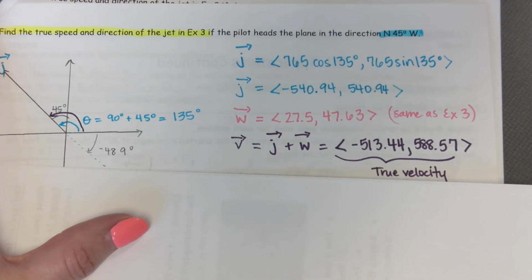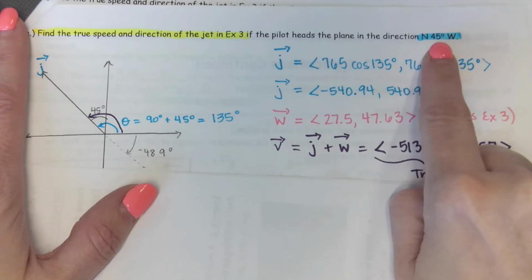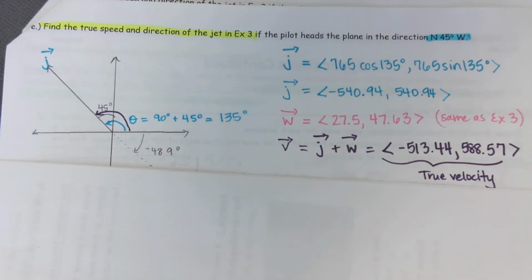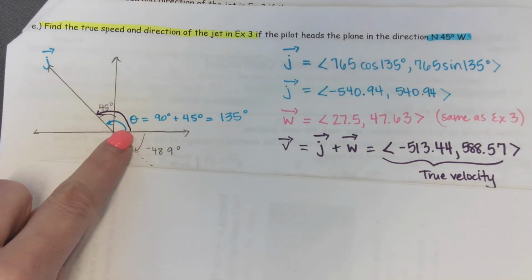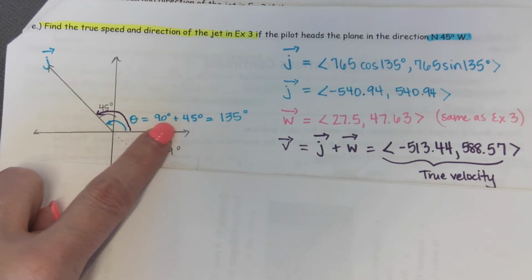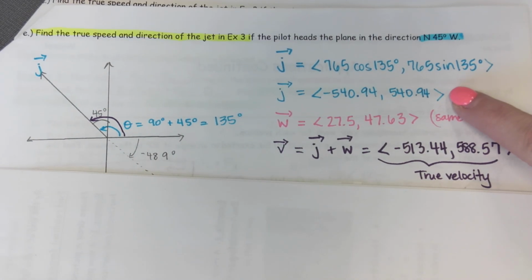All right, so when you did this, you had to find the true speed and direction if the pilot is heading here. So your theta value had to be 135 because you're starting at 0 and then this is your direction, right? If it's 45 degrees here, theta is going to be 90 plus 45. So this is your velocity of the jet.